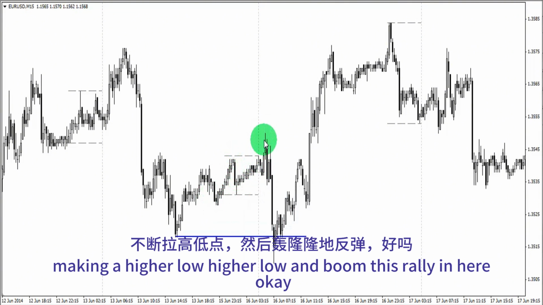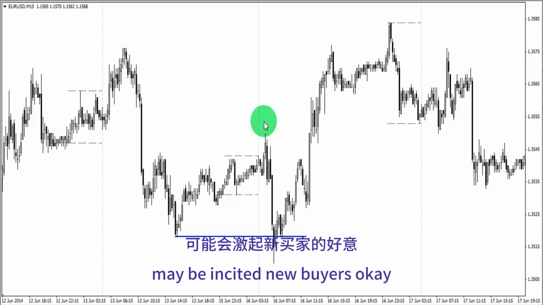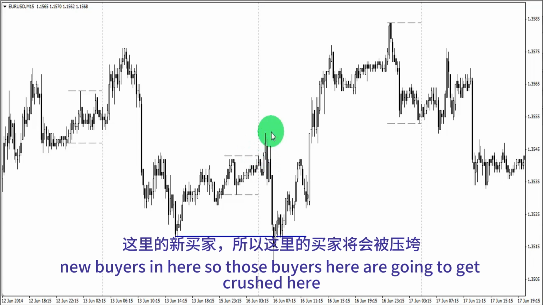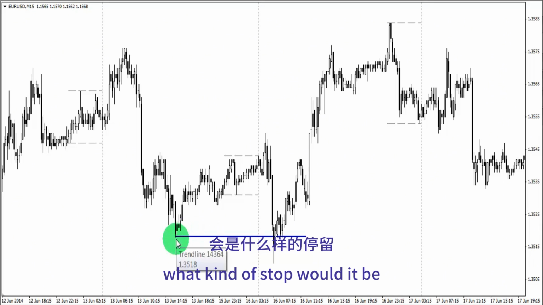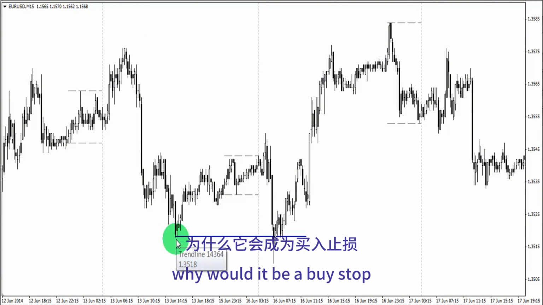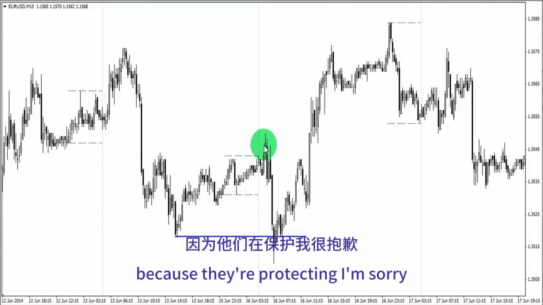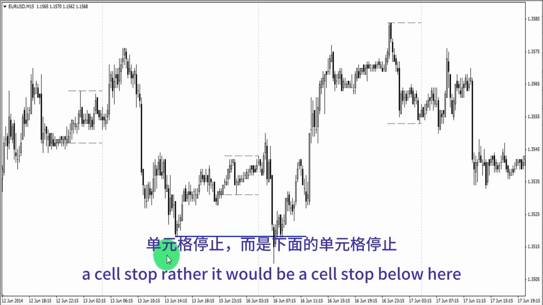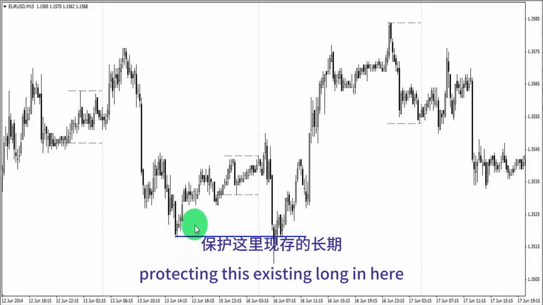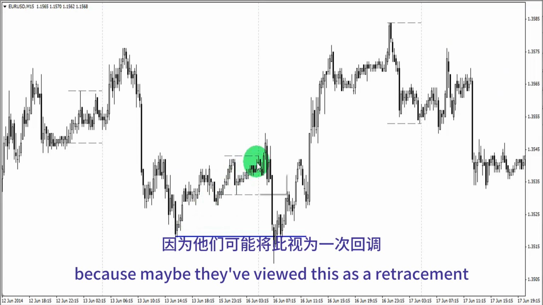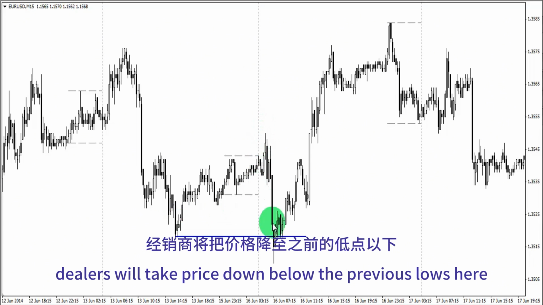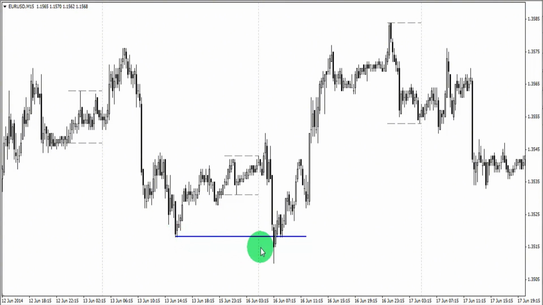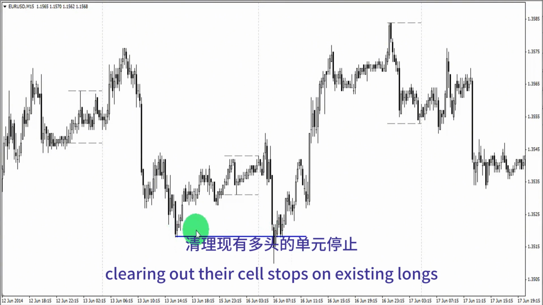This rally in here maybe incited new buyers. So those buyers are going to get crushed here, because where would they place their stop loss order? Down here. What kind of stop would it be? A buy stop. Why would it be a buy stop? Because they're protecting, I'm sorry, a sell stop rather. It would be a sell stop below here, protecting this existing long, because maybe they viewed this as a retracement in an overall bullish scenario. Dealers will take price down below the previous lows here, clearing out their sell stops on existing longs.